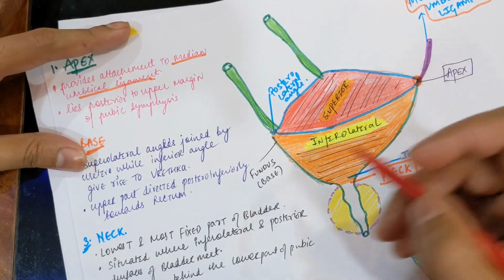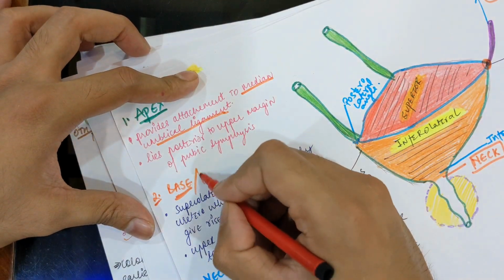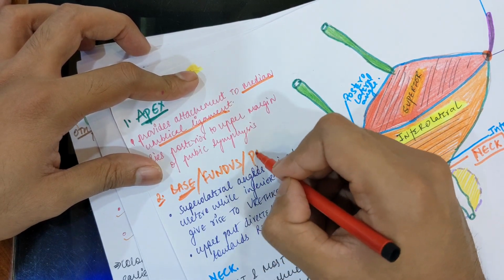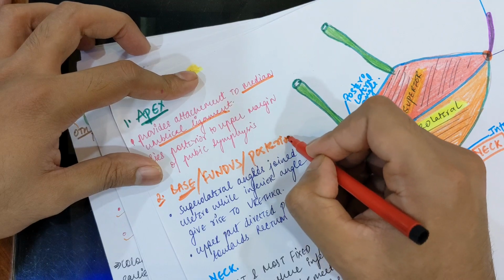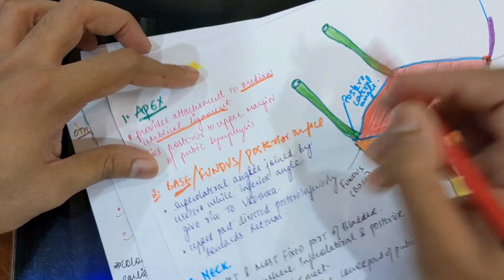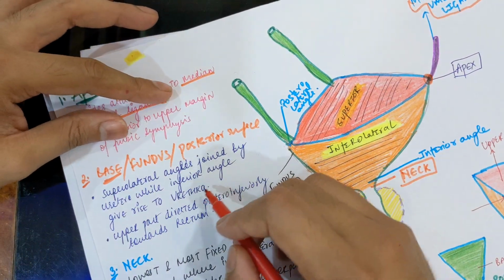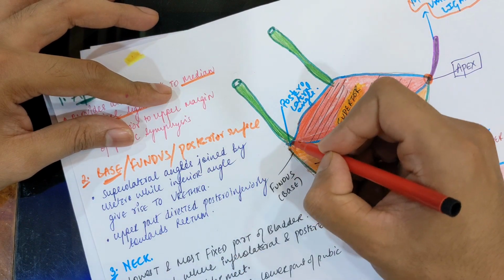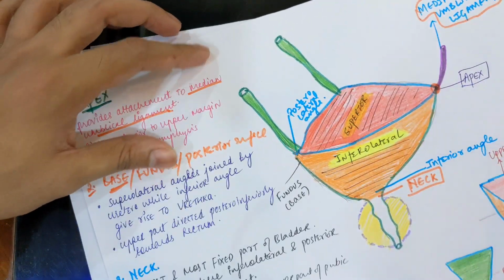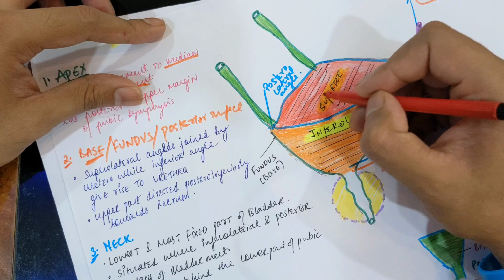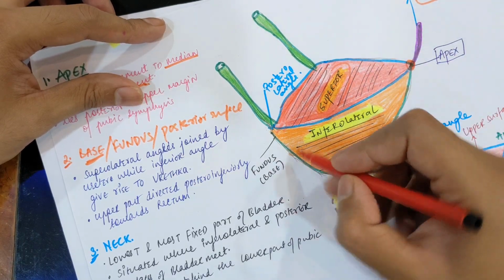Now comes your base. The base is also called the fundus, or with respect to surfaces, it is the posterior surface of the bladder. Clear? I will show you on this. This is the superior lateral angle, and this is the superior part. First of all, let's label the parts. This is the superior surface, you can see it here, and these are the sides.